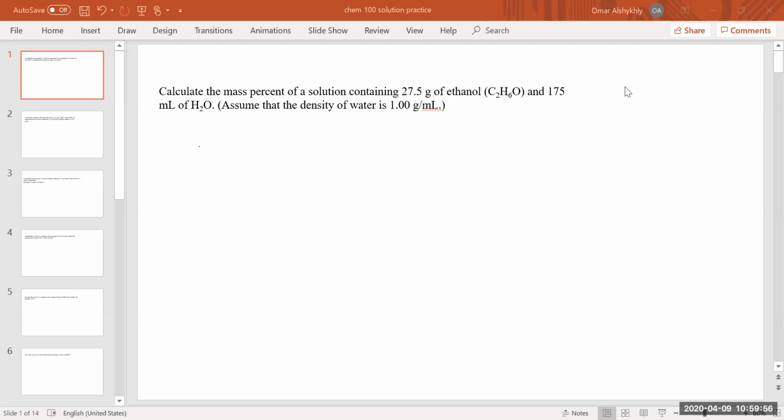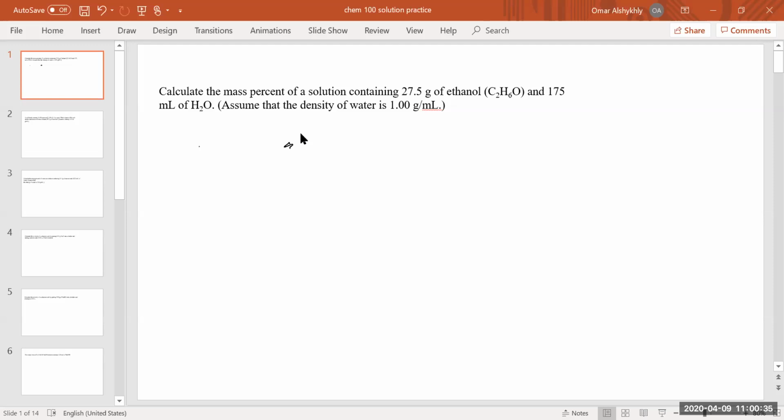Okay, so we'll practice with some examples about the construction of solution. In this example, we have: calculate the mass percent of a solution containing 27.5 gram of ethanol and 175 milliliter of water. Assume that the density of water is 1 gram per mL.